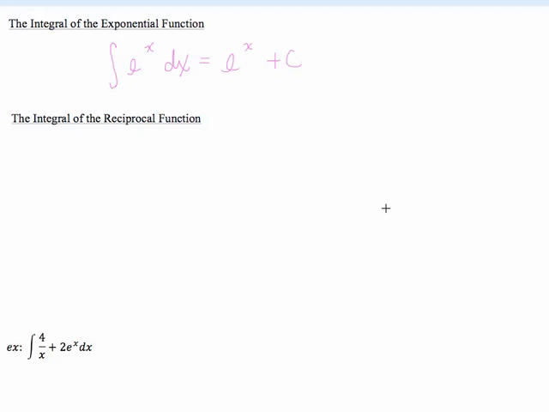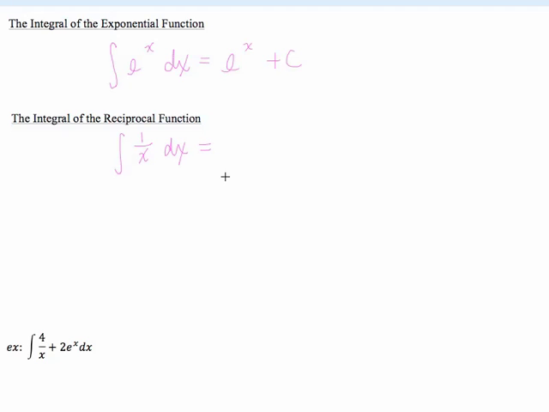Or for the integral of a reciprocal function, this one I actually would like to explain more fully here. So let's say that we want to find the integral of 1 over x dx. We'll put it up at the top and we'll put the explanation below. So we want to integrate 1 over x dx.